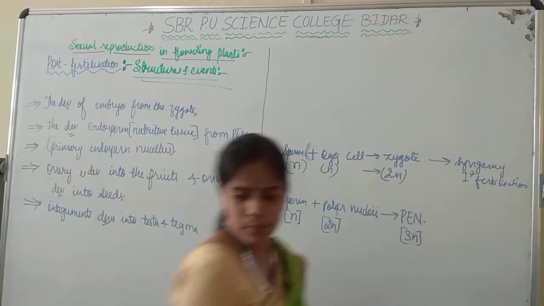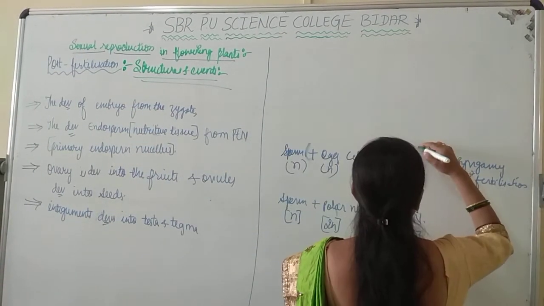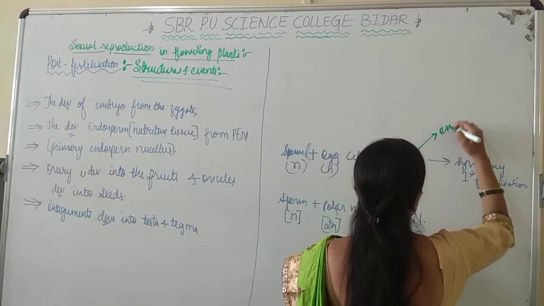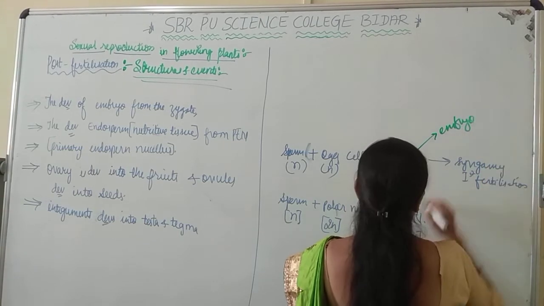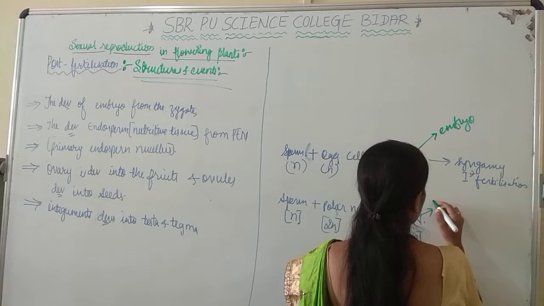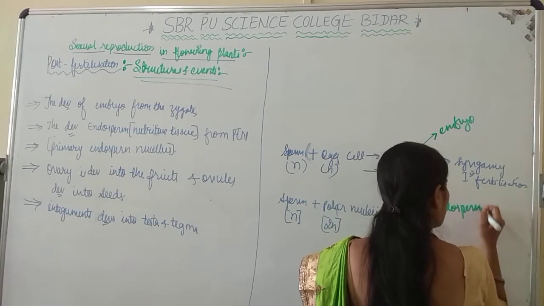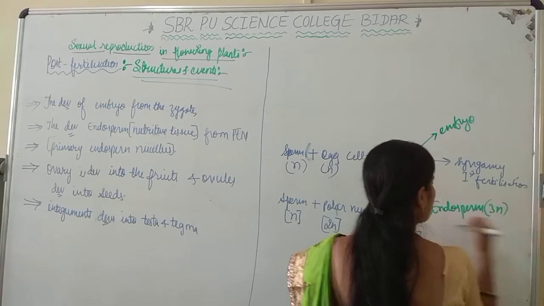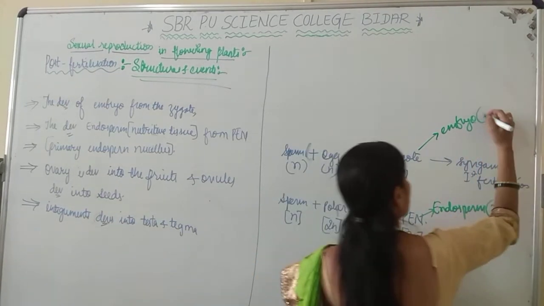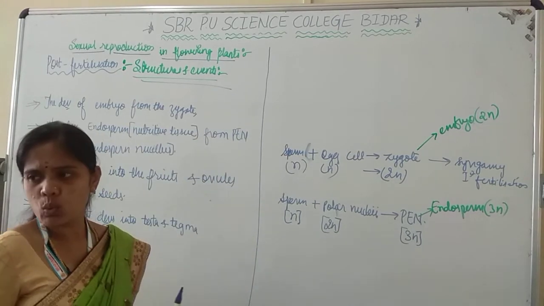See, what is going to happen? The zygote in future is going to develop into the embryo. Then the primary endosperm nucleus is going to develop into the endosperm. What is endosperm? Endosperm is also 3N, that is a nuclear tissue. What about the embryo? The embryo is diploid, that is 2N.